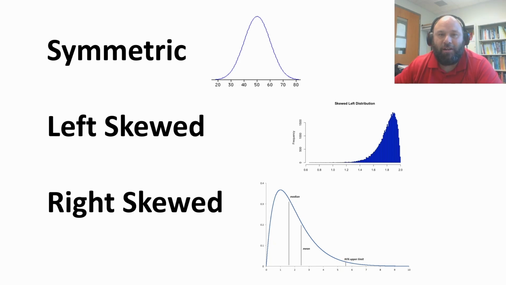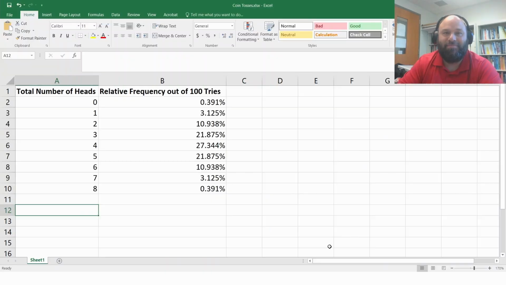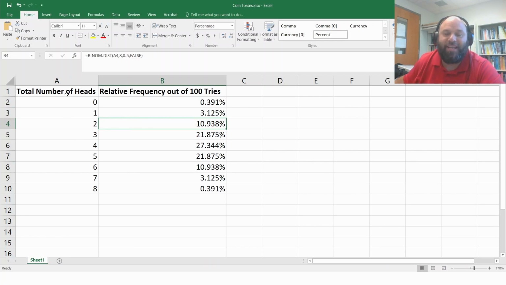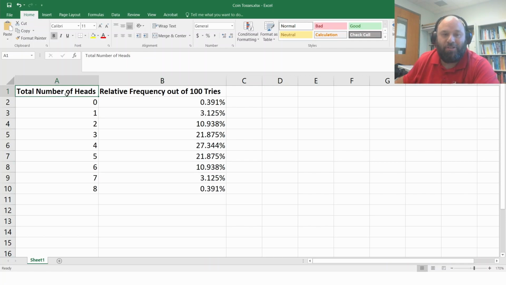Let's look a little bit closer at a couple of examples. We'll start with a symmetric distribution. Suppose I toss a coin 8 times. Suppose it's a fair coin. And I want to record the number of heads that comes up across all 8 tosses. Now suppose I do those 8 tosses 100 times. What we have in this chart is the relative frequency, the percentage of those 100 trials that resulted in 0 heads, 1 head, 2 heads, and so on. Let's make a graph of this and take a look and see what this data distribution looks like.